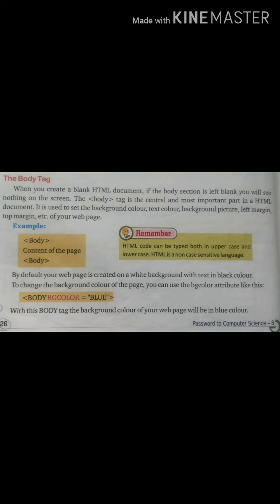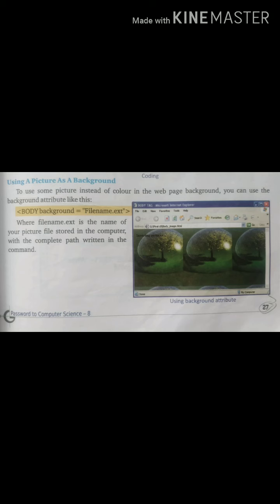If you write a title, then the title will come in the title bar, but in the body section nothing will come. We can also change the background color of the body. To change the background color of the page, you can use the bgcolor attribute like this. Here one example is given.